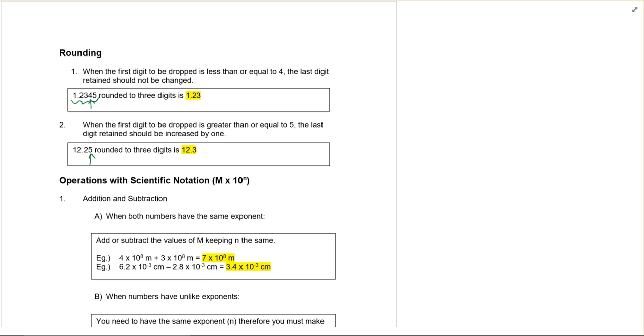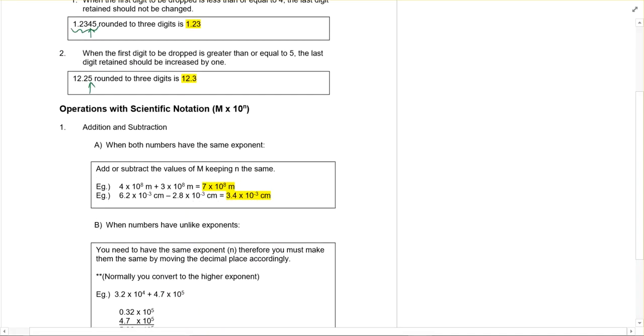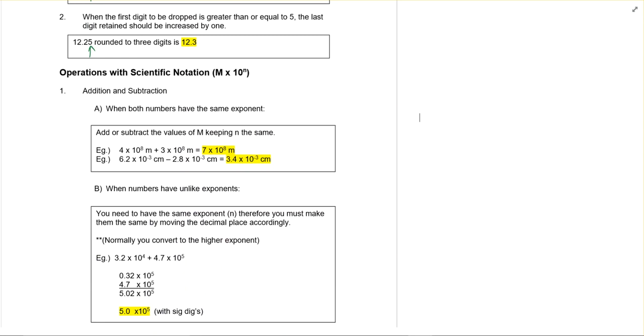Let's move on to scientific notation. This is something you guys probably should have done. If you haven't yet, though, don't be too worried. Well, it's not too bad. Right off the bat, let's scroll down a little bit. So, operations with scientific notation.